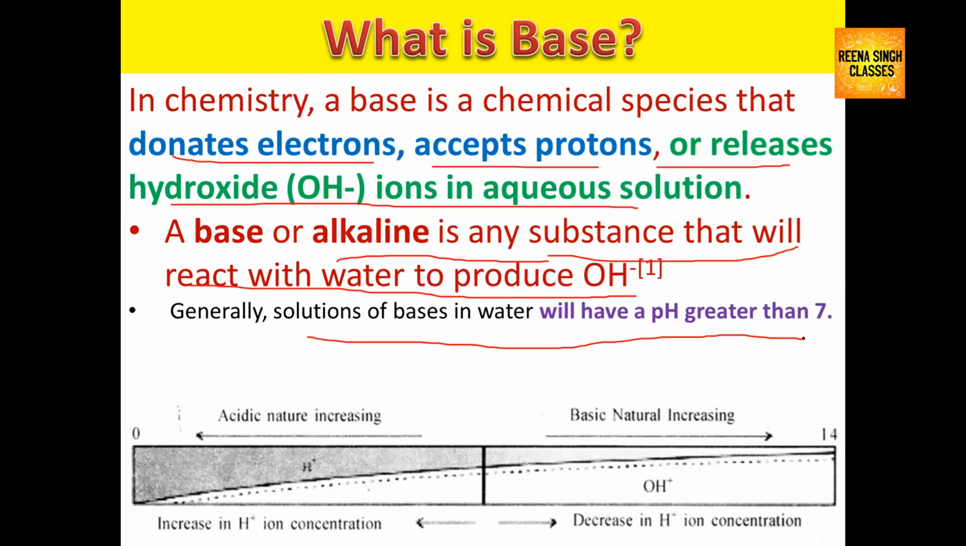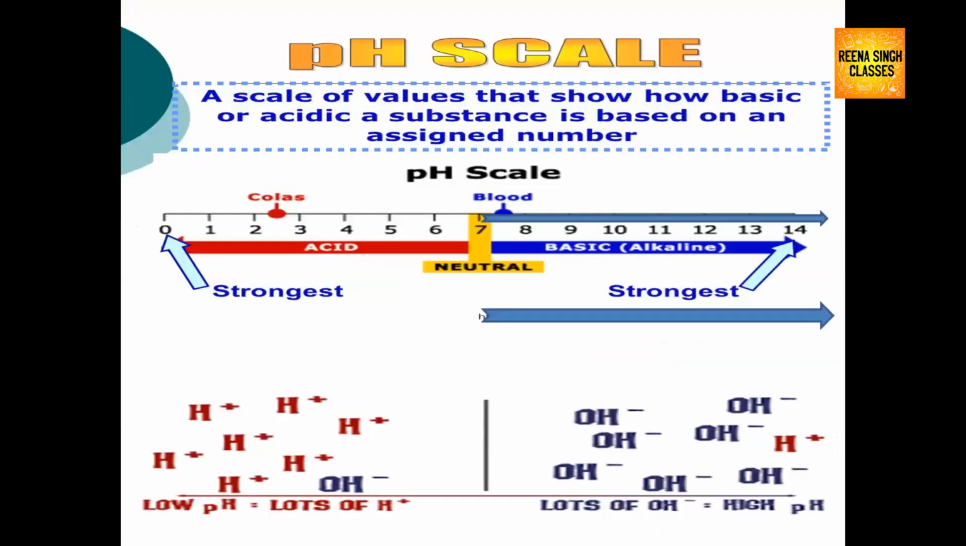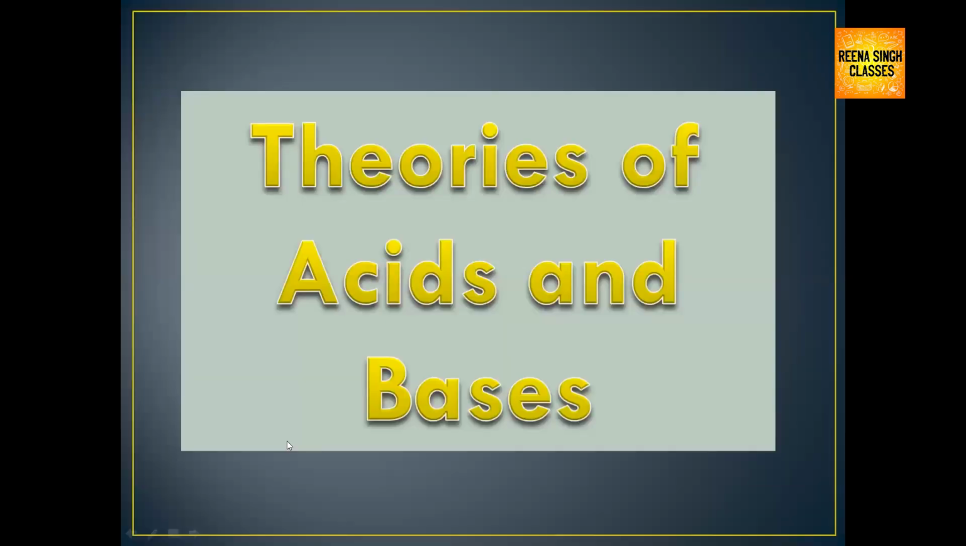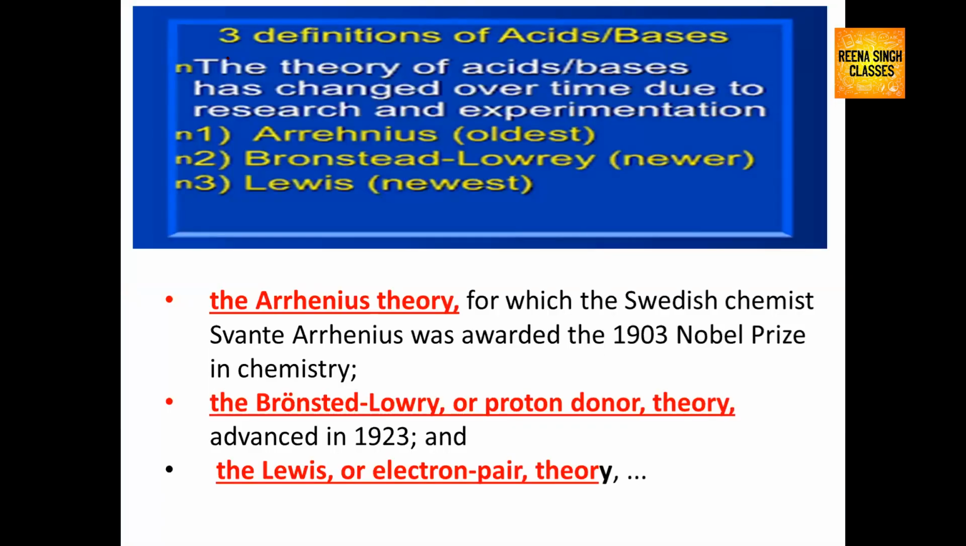The term pH stands for potential for hydrogen ion concentration and refers to the amount of hydrogen ions in solution. It is a pH scale which shows how acidic or basic a substance is based on an assigned number. Now we are going to learn the theories of acids and bases, which give us the definition of acids and bases. The three most popular definitions of acids and bases.